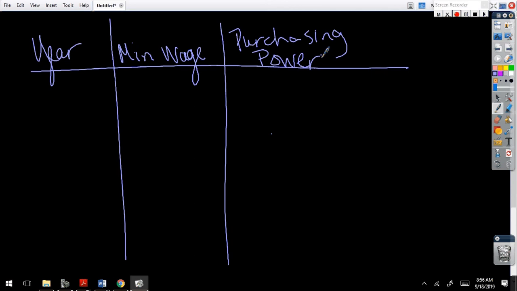All right, so the table that I'm giving you is going to show the growth of the minimum hourly wage from 1955 to 2005. It's going to show the purchasing power according to the consumer price. I'm just giving you the little background here, and then we'll use it to answer some questions. So, we're going to go from 1955 to 2005.